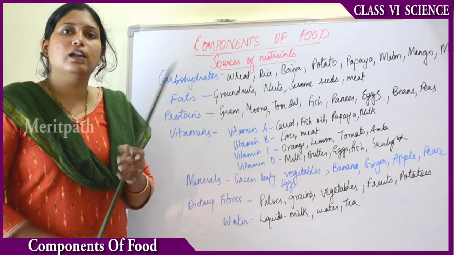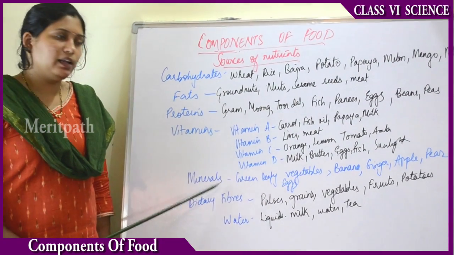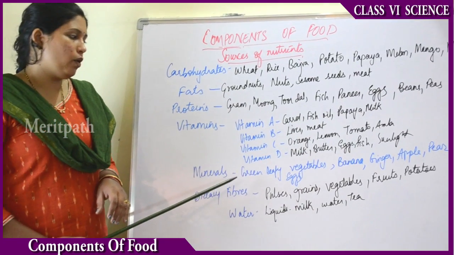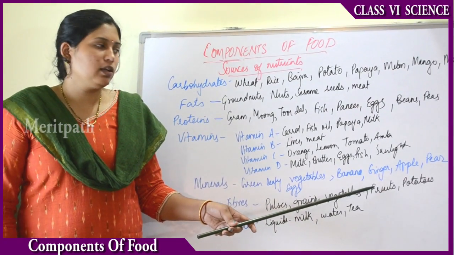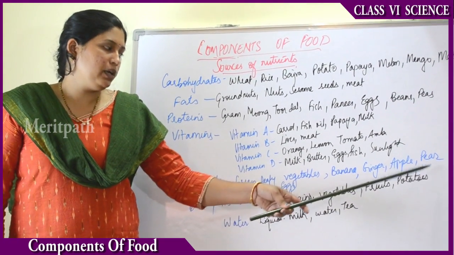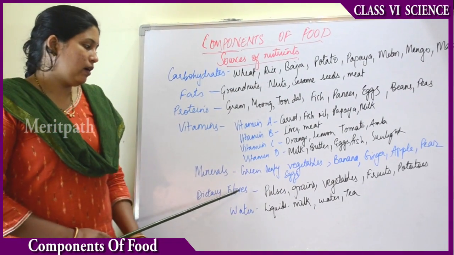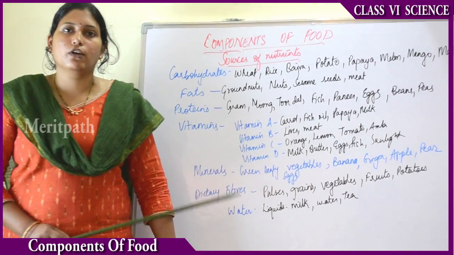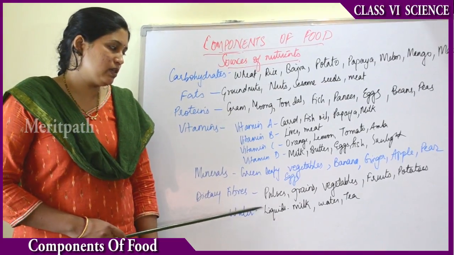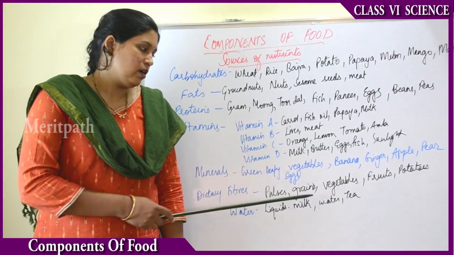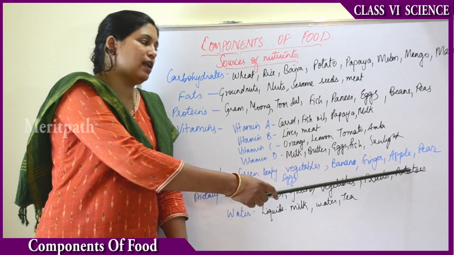Suppose if you stand in the early morning first sunrise, you absorb vitamin D. Then mineral sources are needed in only smaller quantities by the body. So mineral sources are green leafy vegetables, bananas, ginger root, apple, pear and eggs. Then dietary fibers or roughages. Dietary fibers or roughages are only used for digestion of the food. They do not provide any specific nutrients. So sources of dietary fibers are pulses means dals, grains like rice, wheat, bajra, vegetables, fruits as well as potatoes.